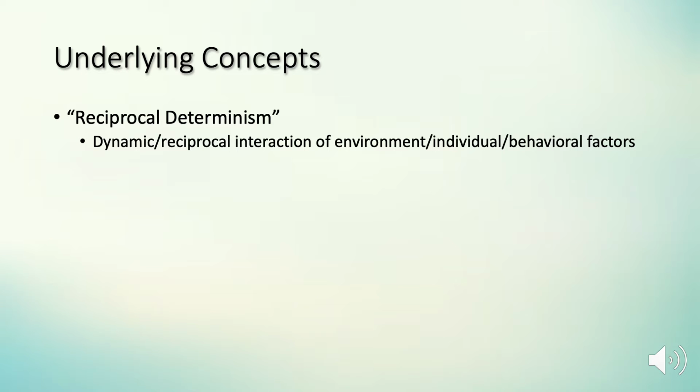So in this model, there are some underlying concepts. Reciprocal determinism is the idea that behavior is controlled or determined by the individual through cognitive processes and by the environment through external social stimulus events. Essentially, reciprocal determinism explains that how we act is influenced by our environment, our individual characteristics, and our unique behavioral factors. In fact, all three of these factors influence one another.